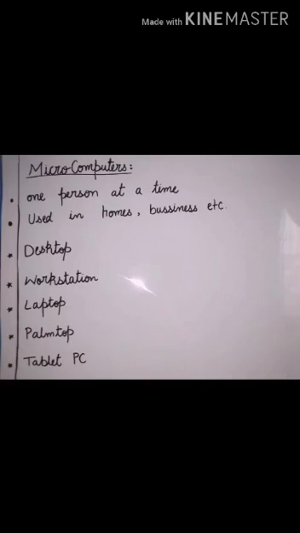Palm top. A palm top is a small handheld computer. It does not have a full-sized keyboard. Instead, it uses special pens and touch-sensitive screens for entering data. Tablet PC. A tablet PC is a portable computer. It has an electronic pen called a stylus that is used to write on the tablet screen.